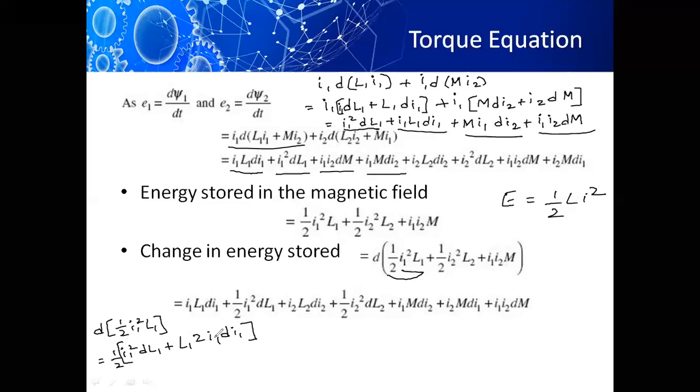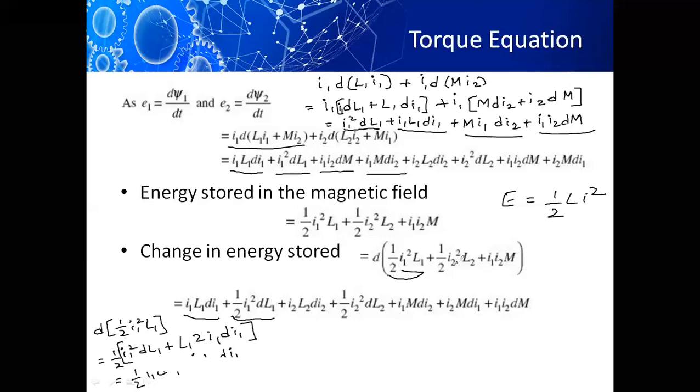Okay. 2 I1 L1 dI1. Now when I take half inside, I will be left out with half I1 square dL1, plus half and 2 will get cancelled out. I'll be left out with I1 L1 dI1. So when we derive this first term, we are left out with half I1 square dL1 plus I1 L1 dI1. So let us cross check. We had I1 L1 dI1 and half I1 square dL1.